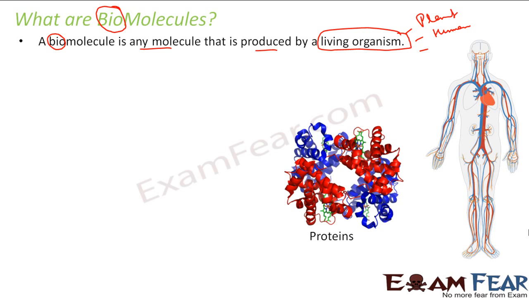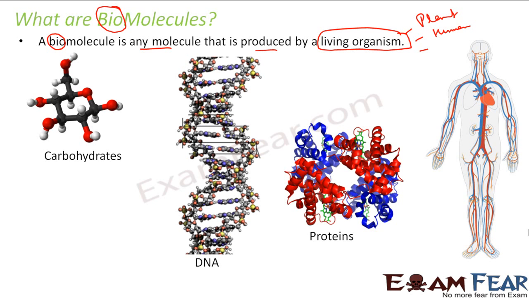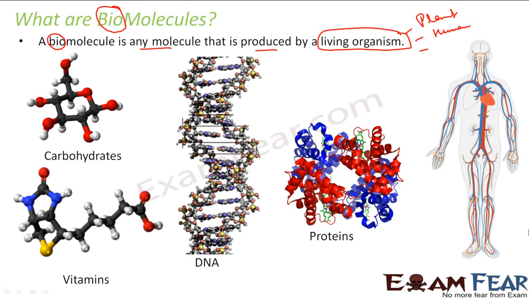For example, protein is one example of a biomolecule. Then we have DNA that is responsible for heredity, that is also a biomolecule. The carbohydrates, that is also a biomolecule. The vitamins, they are also biomolecules. So we'll study all these things in this chapter.